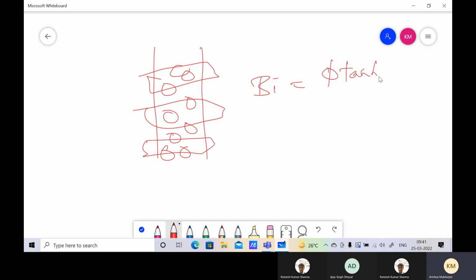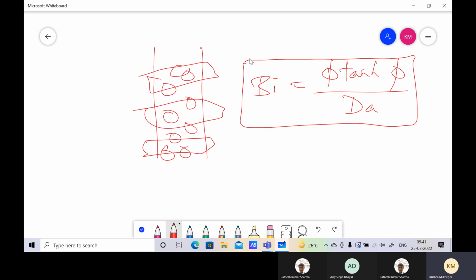I don't know whether I mentioned this or not. I think I did mention it very, very briefly. I didn't derive it upon dA. So remember that dA and phi and all are changing. And it is interesting that you will discover how the Biot number changes across the column.